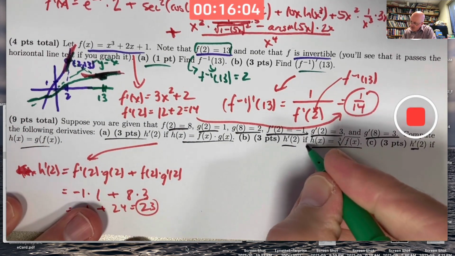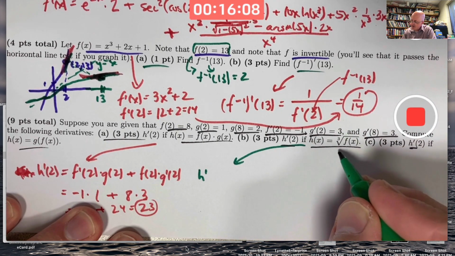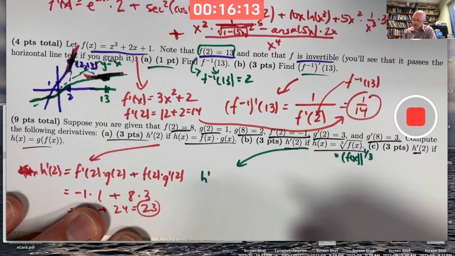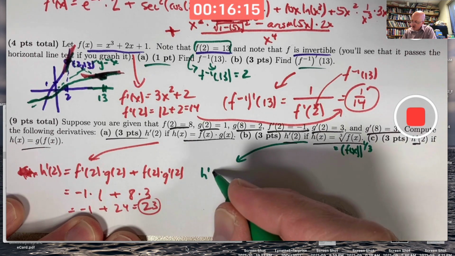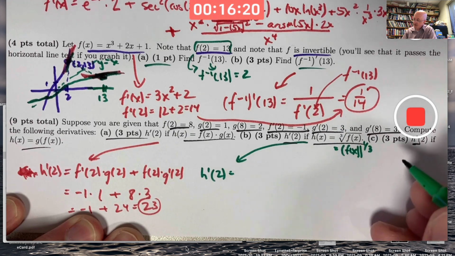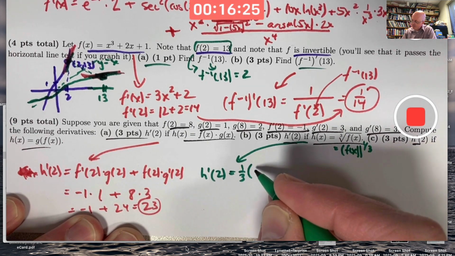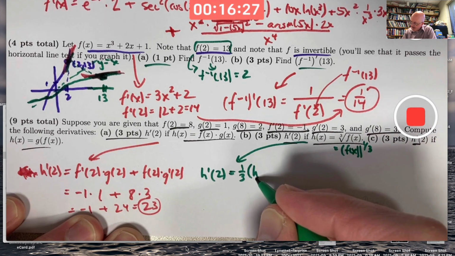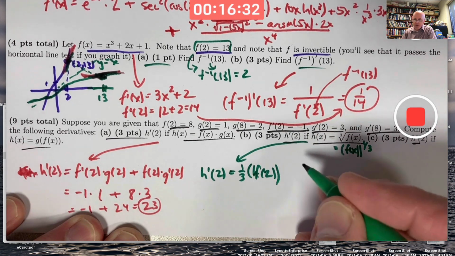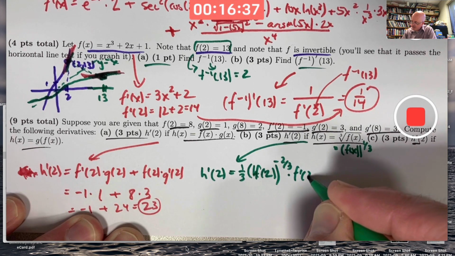Part B, h prime of 2 if h of x is the cube root of f of x, which is, of course, the same as f of x to the 1/3 power. This one was the product rule. This one's going to require the chain rule. The outside function is the cube root function, x to the 1/3 power. So I need to bring the 1/3 down, but plug in the inside function, the f of x here, at 2. Subtract 1, 1/3 minus 1 is -2/3, but then multiply times the derivative of the inside function.